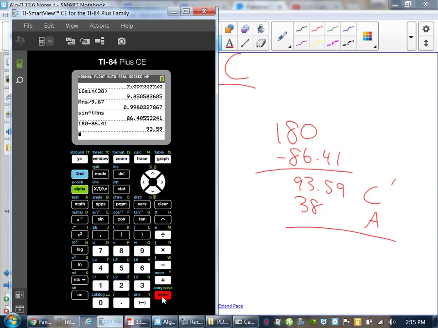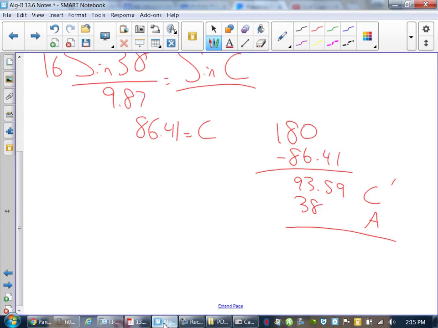Here's the deal. I will not require you to look for the secondary triangle if you start with law of cosines. Let me rephrase that. When you have to start with the law of cosines, okay? So if you're given an angle and a side opposite, you have to use law of sines.